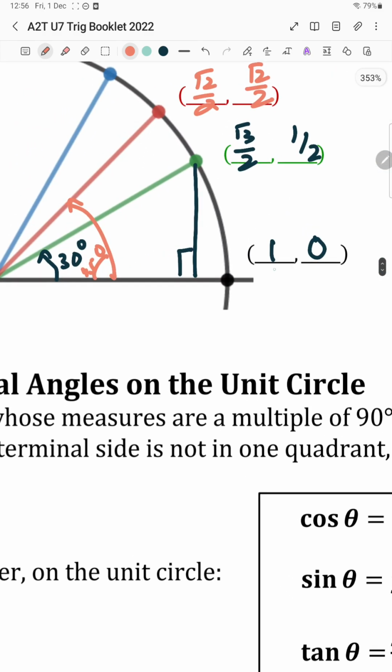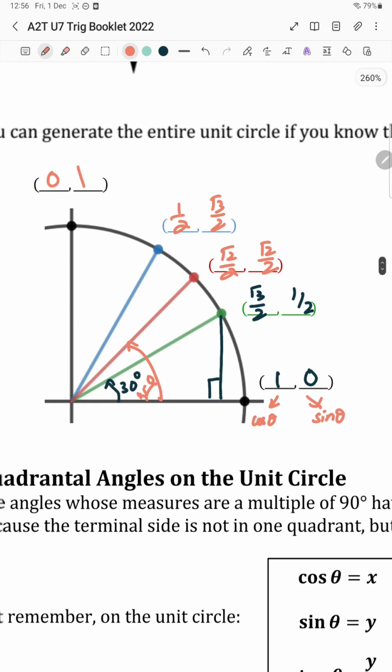The first coordinate represents cos theta, the next represents sine theta. So here cos theta is 1, sine theta is 0. Here cos theta is 0, sine is 1. In between it's square root 3 by 2, 1 by 2, and 1 by 2, square root 3 by 2 opposite. And for 45 degrees it's going to be the same, square root 2 by 2, square root 2 by 2. So remember, for 30 degrees, square root 3 by 2, 1 by 2, cos theta, sine theta. And for 60 degrees it would be opposite, 1 by 2, square root 3 by 2.